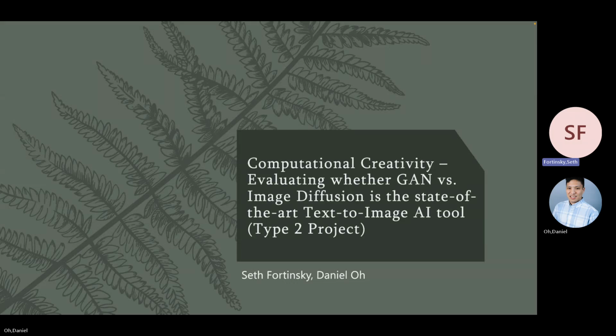Hello, everyone. This is Seth Fortinsky and Daniel O, and today we'll be presenting our Type 2 paper where we evaluate the research of whether generative adversarial nets or image diffusion is the state-of-the-art text-to-image AI tool.